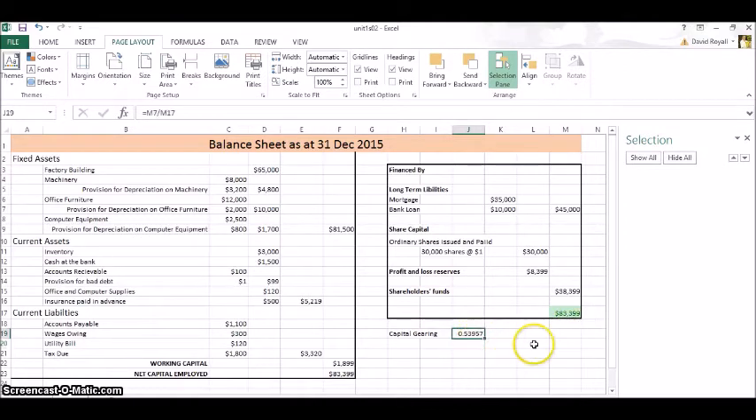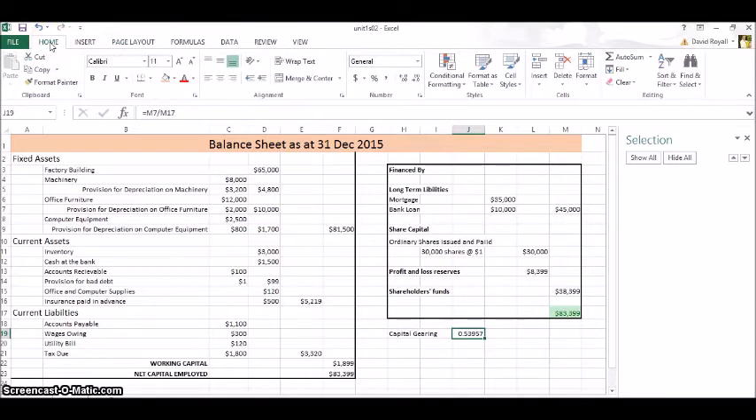And we get this figure 0.53957. I'm going to format that. So going to the top of the screen using the home menu, we get the ribbon, and there we have a percentage style. Click on that. We can see that the capital gearing is 54%.